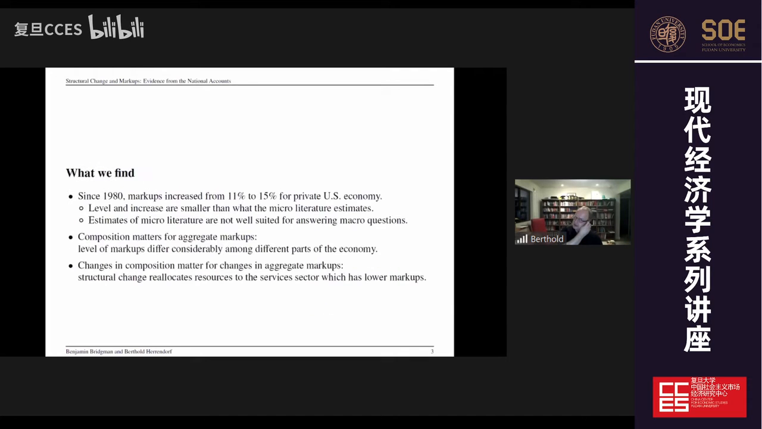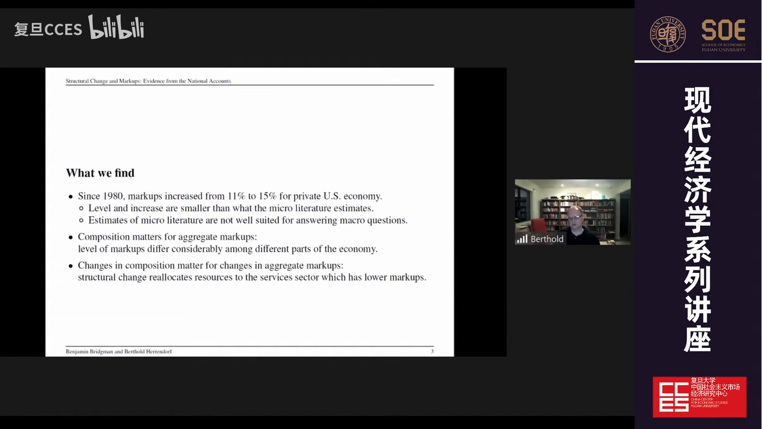Here's what we find. We start in 1980, mostly because everybody else does. Since 1980, markups increased at the aggregate level from 11 to 15% for the private U.S. economy. So the level and the increase are smaller than what the micro-literature estimates, and they're consistent with what Farhi and Gourio and other people, at least in terms of order of magnitude, estimated. From that, we conclude that the estimates of the micro-literature are not well suited for answering macro questions. And one reason comes in the next result.